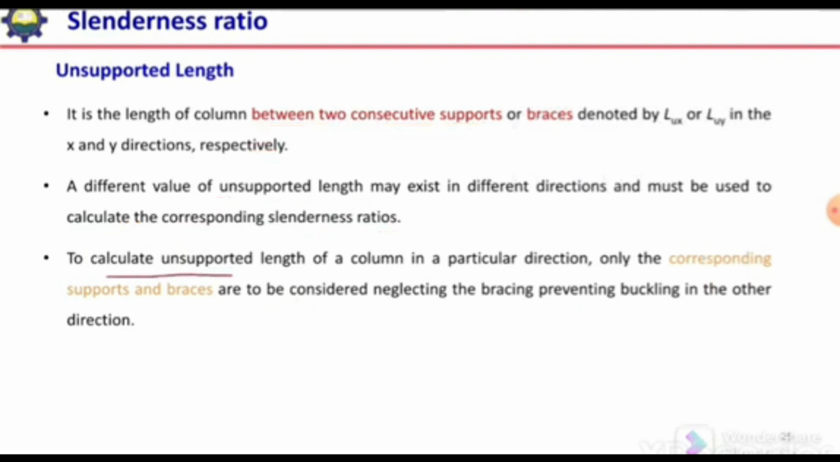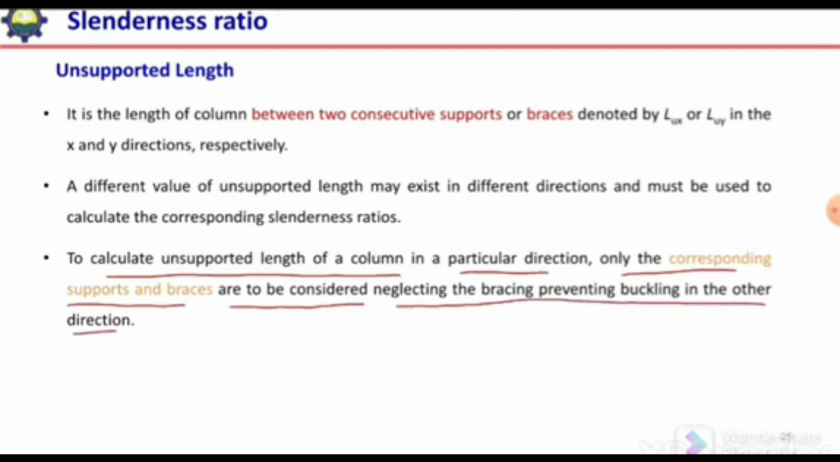To calculate the unsupported length of a column in a particular direction, only the corresponding supports and braces are to be considered, neglecting bracing preventing buckling in other directions. As I have told earlier, if we are considering the x-axis, but bracing is also present in another direction at some intermediate point, then we will not consider that bracing. If we are calculating the slenderness ratio about this axis, we need to consider the bracing in the direction perpendicular to that axis, because this bracing will divide the unsupported length. Then we consider the unsupported length from the support up to that bracing.